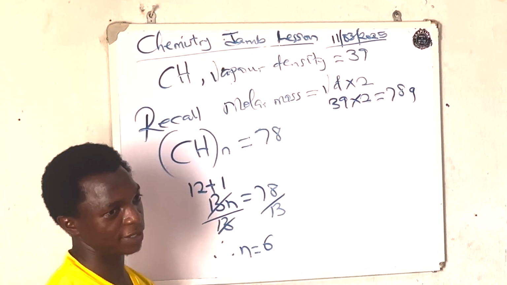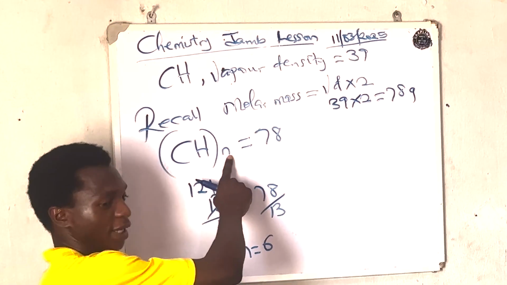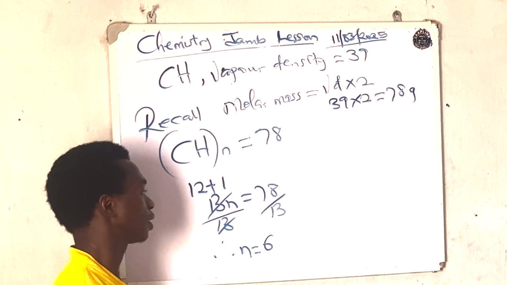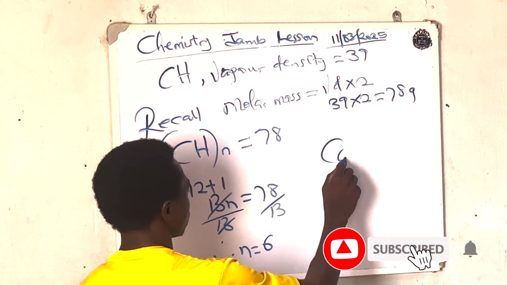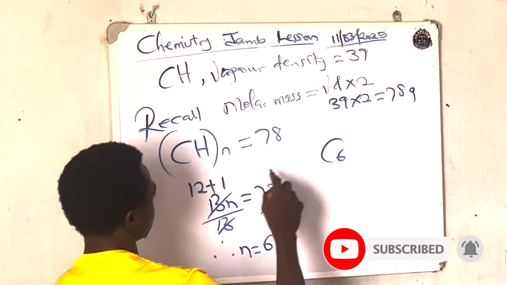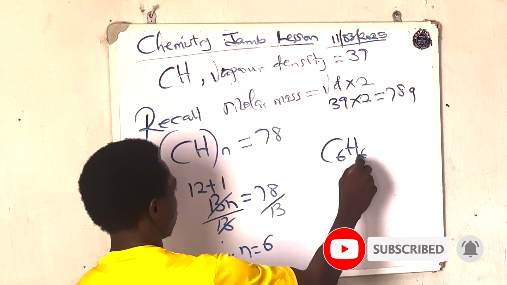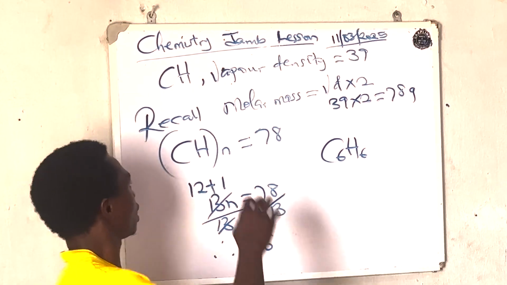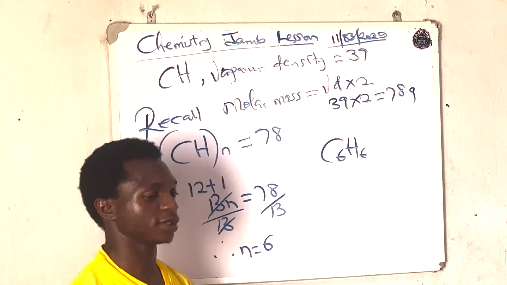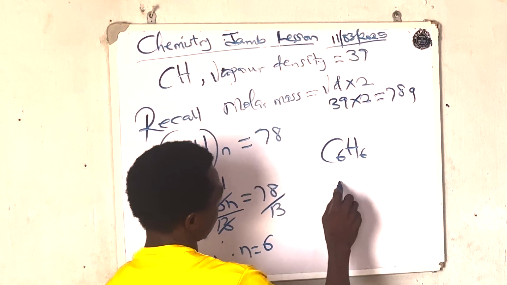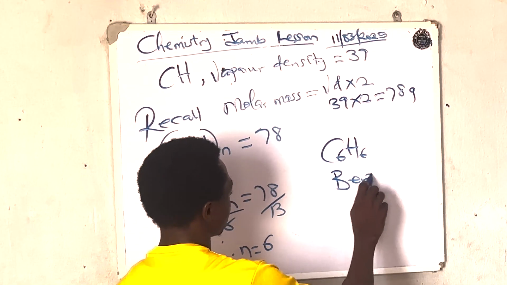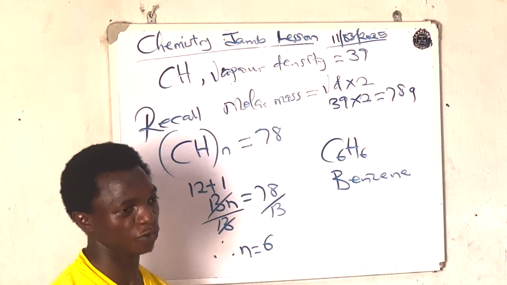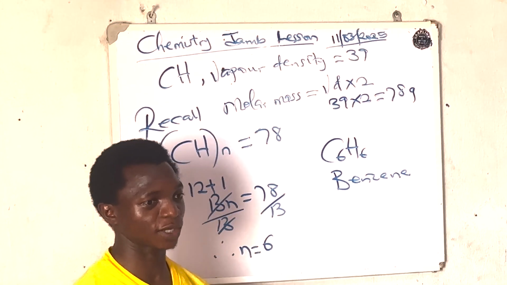Now, if the value of n is equal to 6, remember the n will affect both your carbon and hydrogen. Therefore, C times 6 will give you 6, and H will also give you 6. So the molecular formula of such a hydrocarbon is C6H6, and this compound is called benzene, right? That is the molecular formula of what you are asked to find.